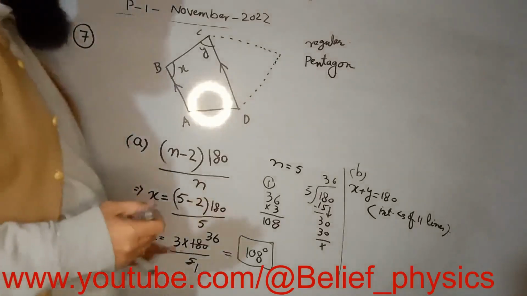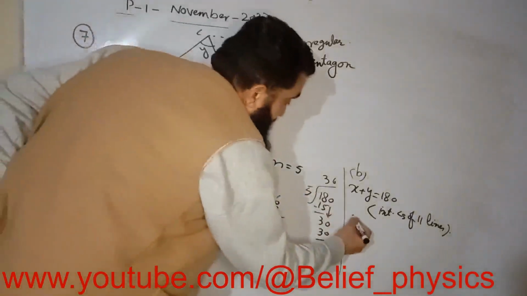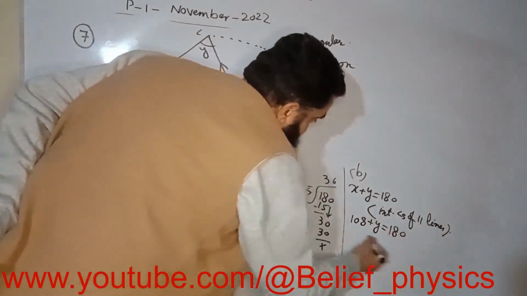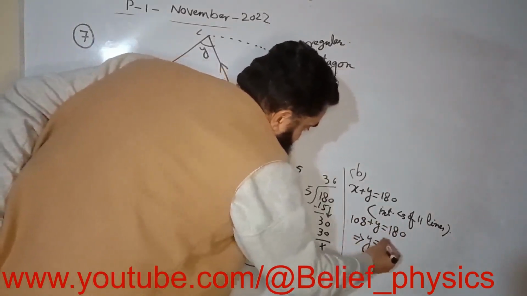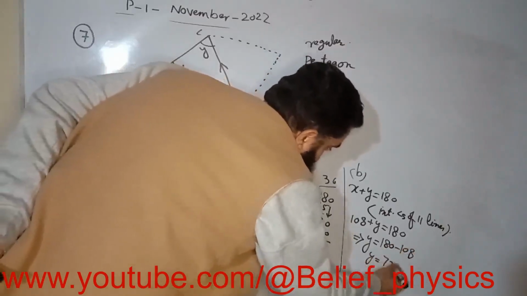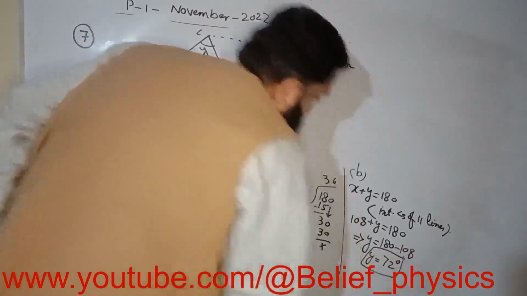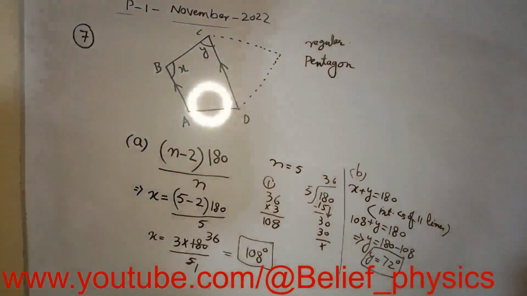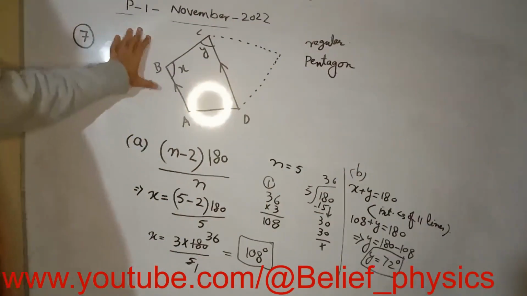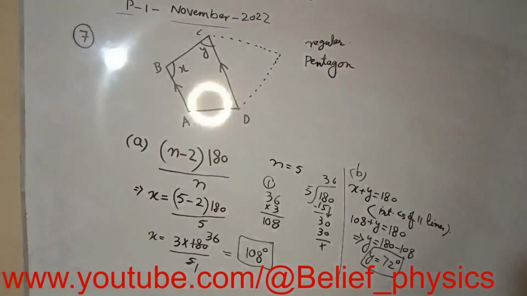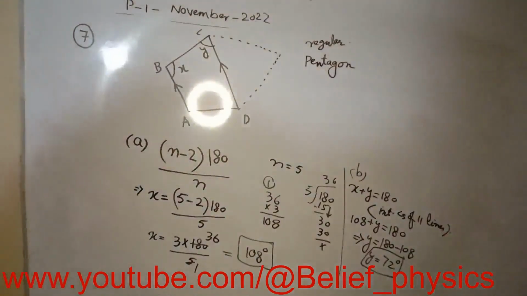So we put the value of x. X is 108. We write it: 108 plus y is equal to 180. This implies that y is equal to 180 minus 108. So y is equal to 72 degrees. So we have calculated y also, which comes out to be 72 degrees. So we have completely solved this problem about a regular polygon which was given as a pentagon.